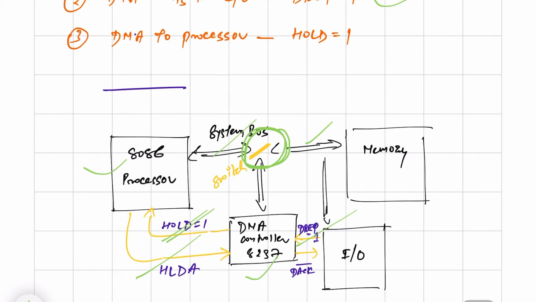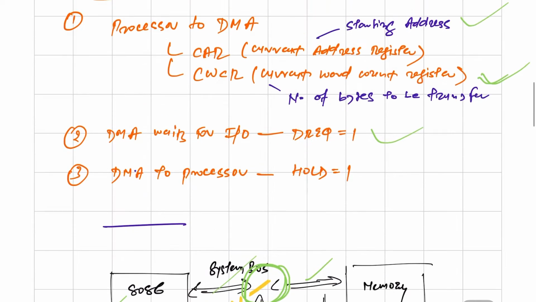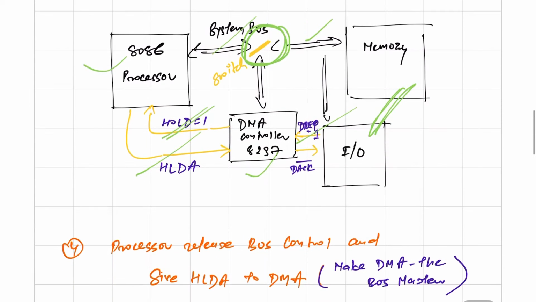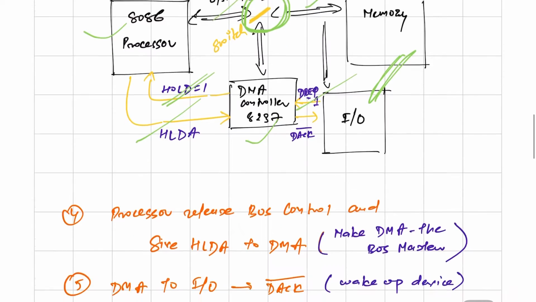So now it will take control of the system bus, and it can start working with your memory and input output and transfer the data. Yes, get it? Clear? Then what happens? DMA waits for input output DR equal to 1, DMA to processor, hold equal to 1. This is clear. Then the processor releases the bus control, HLDA to DMA. This we have already discussed.